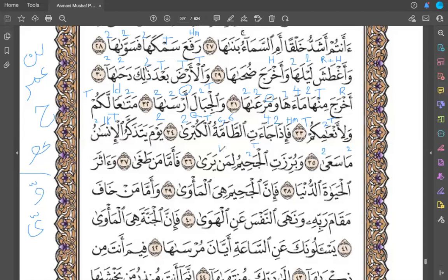Meem, idgham with gunna. Liman yara. Ya is very soft. For fatha, open your jaws, the sound is short. Ra, 2 counts long. Ra will be heavy because there is fatha at the top.